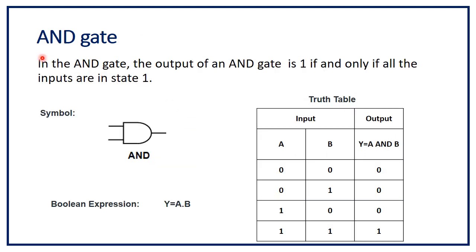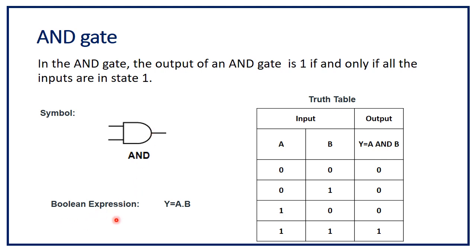AND gate. In this slide, we will discuss what is AND gate. In AND gate, output of AND gate is 1 if and only if all the inputs are in state 1. So your output of AND gate will be 1 if all inputs are 1. See, AND gate has 2 inputs, input A and input B, and 1 output Y. And this is the symbol of AND gate.